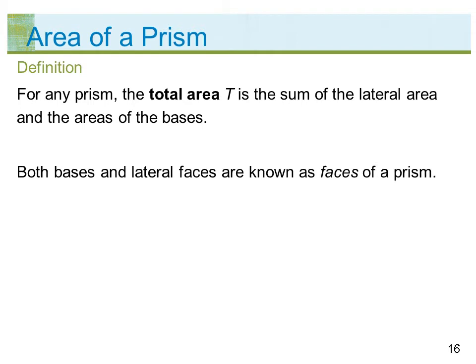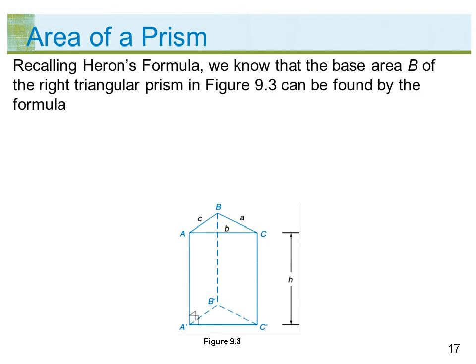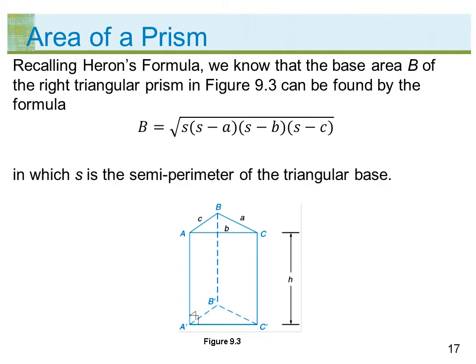Both bases and lateral faces are known as faces of a prism. Thus, the total area T of the prism is the sum of all the areas of all its faces. Recalling Heron's formula, we know that the base area B of the right triangular prism in figure 9.3 can be found by the formula B equals the square root of S times the quantity S minus A times the quantity S minus B times the quantity S minus C, in which S is the semi-perimeter of the triangular base.